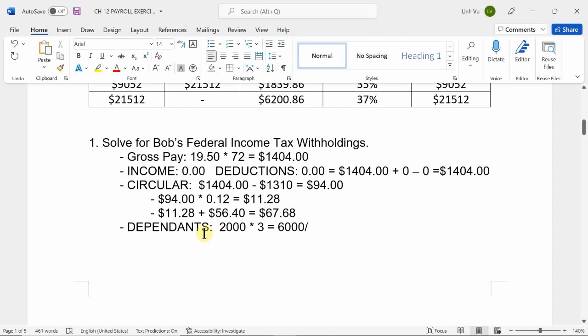This $6,000 is a grand total of how much he's going to be claiming a year. So you're going to have to figure out how much it is for each paycheck. So 6,000, because he's going to claim all 3 children. How much is it going to cost per paycheck for each child?